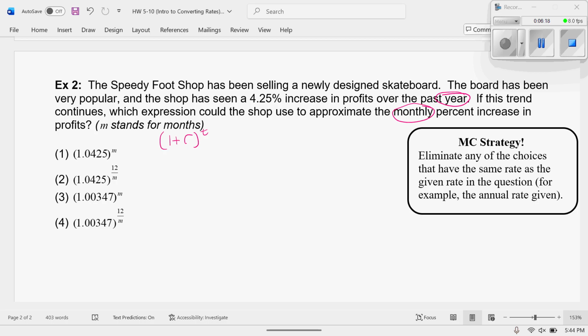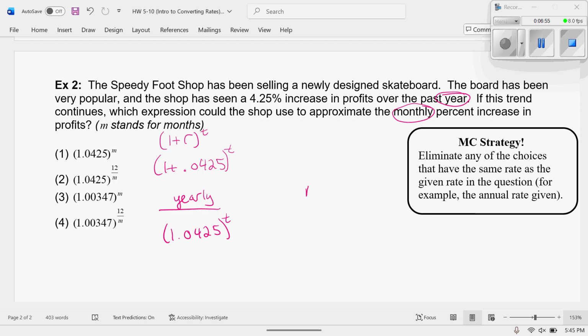Notice they didn't give you an initial. We can't write the full equation, but we have the growth factor. And remember, the growth factor is the base. So we have 1 plus, not 4.25, but 0.0425 when you convert it to a rate. So we end up with the yearly rate, our base being 1.0425 to the t power, where t is years.